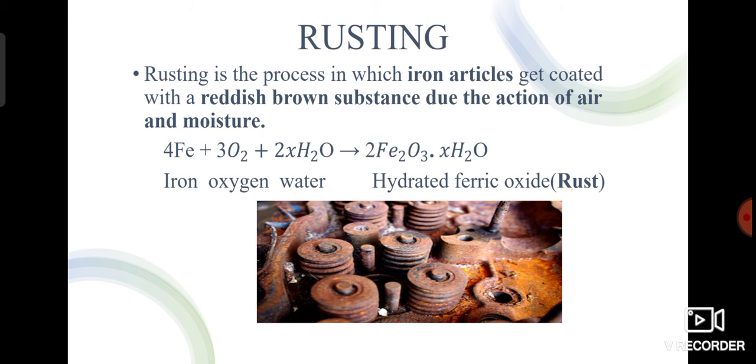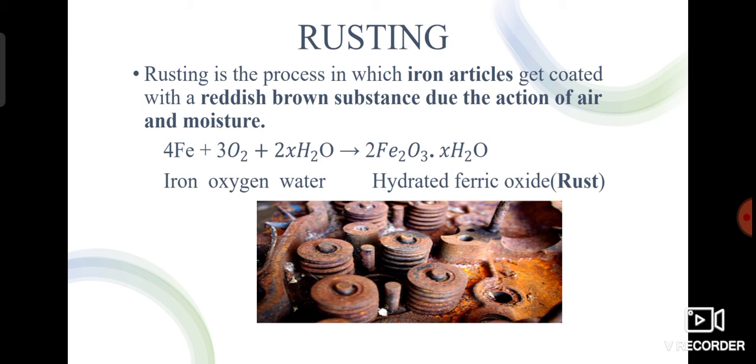Okay, now we are going to discuss about rusting. What is rusting? Rusting is the process in which the iron articles get coated with a reddish brown substance due to the action of air and moisture. Now rusting takes place whenever the iron articles or the iron metal is exposed to moist air. It is not just the air which is responsible for rusting, it is the moisture also which is present in air which is responsible for rusting.